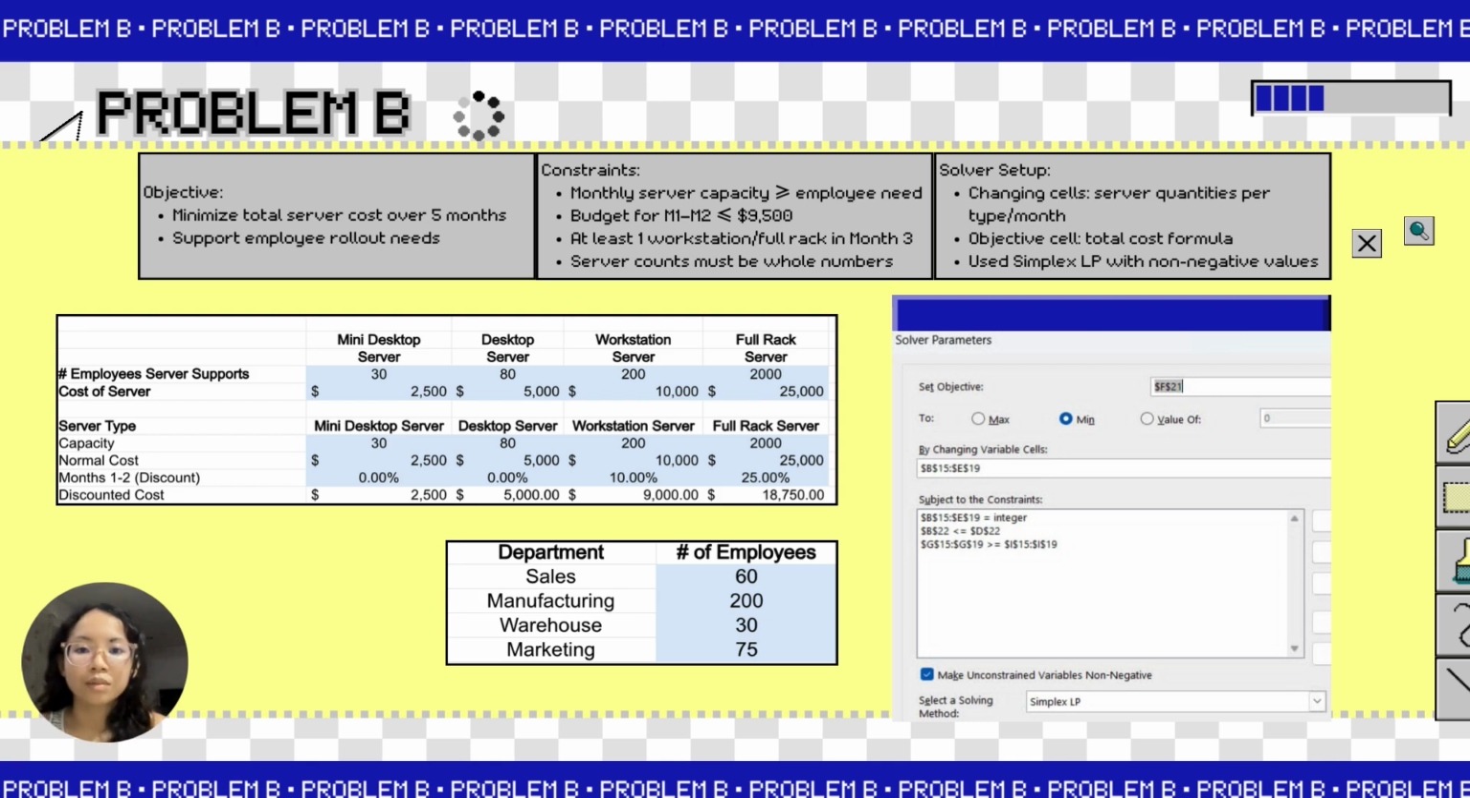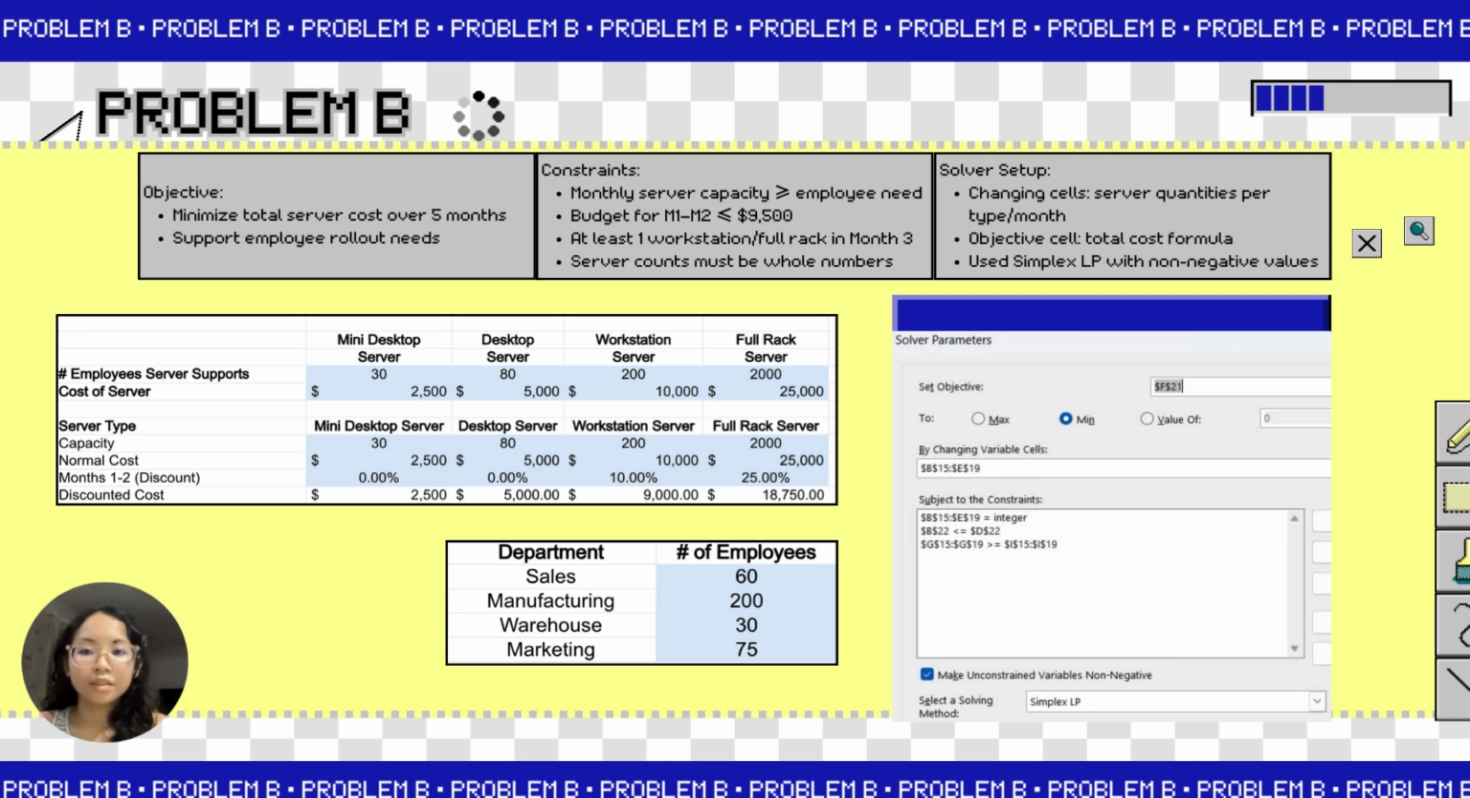The objective is to minimize the total cost while ensuring each month's total server capacity meets or exceeds the number of employees. Four main constraints were included in the model. Server capacity per month must meet the required employee support. The total server spending for months 1 to 2 must not exceed $9,500. At least one workstation or full rack must be purchased in month 3, and the number of servers must be in whole numbers.